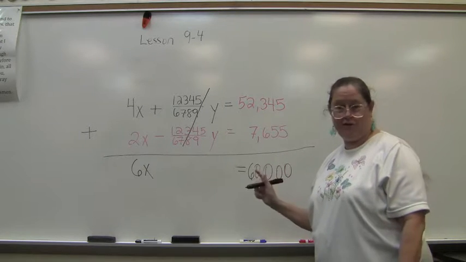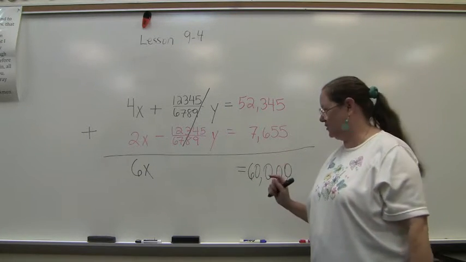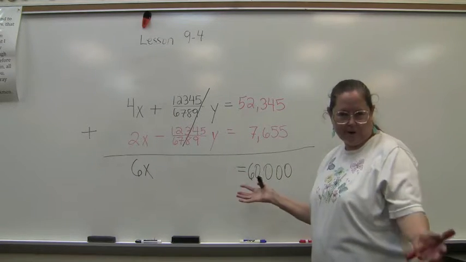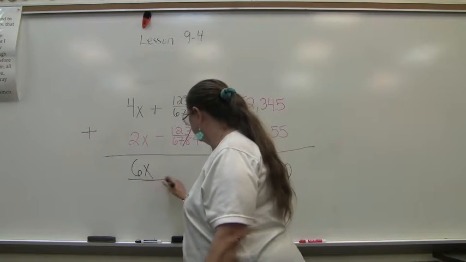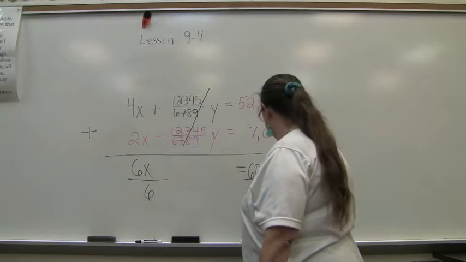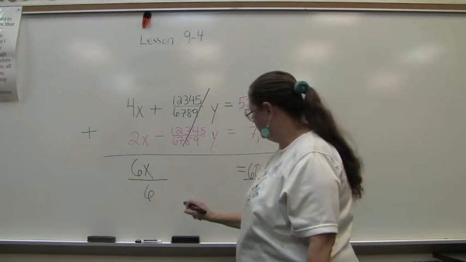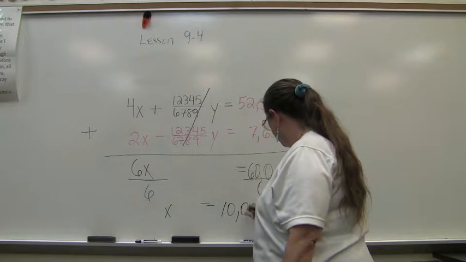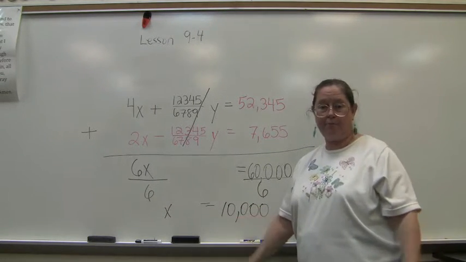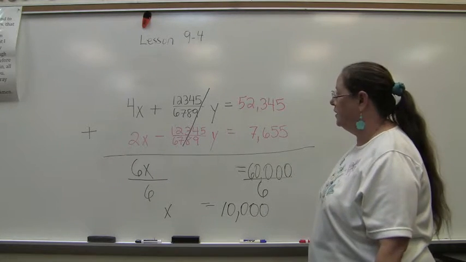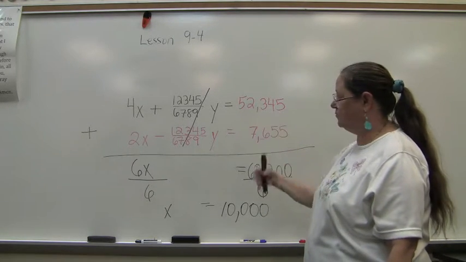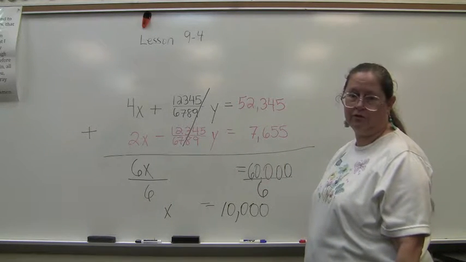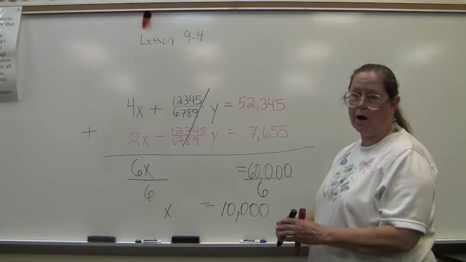Now this equation's easy to solve, right? I have to divide both sides by 6, and I get x is equal to 10,000. So I already have half my problem solved. Now I have to go back and choose one of my other equations, plug in my 10,000 for x, and get a solution for y.